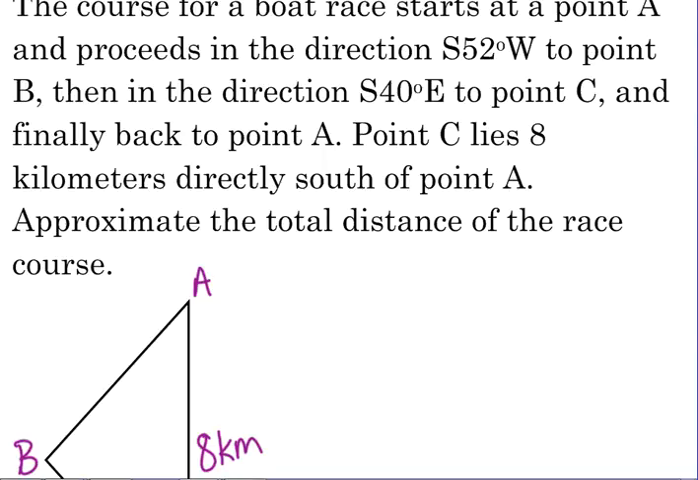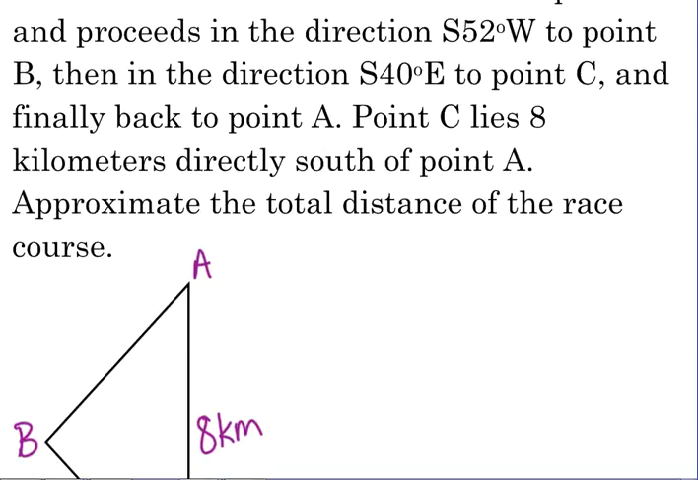They start at A and go towards point B, south. Okay, this is south, 52 degrees towards west. That's what we're looking at right here. That's 52 degrees inside the triangle. Sometimes these angles are not going to be inside your triangle, just FYI.